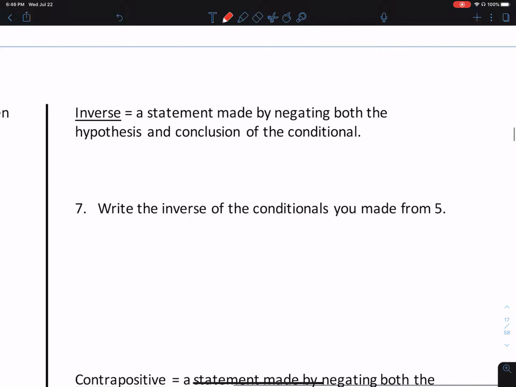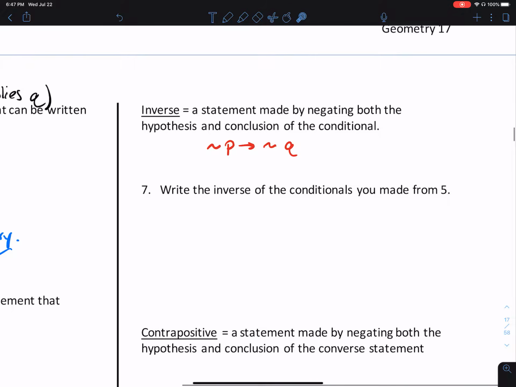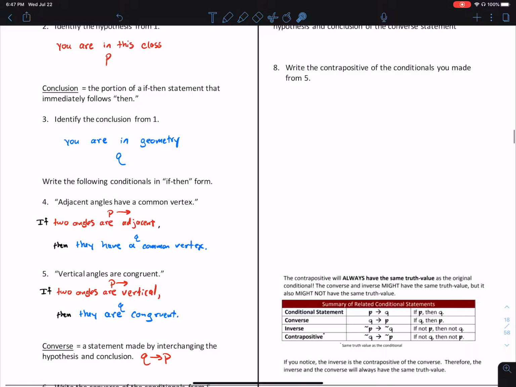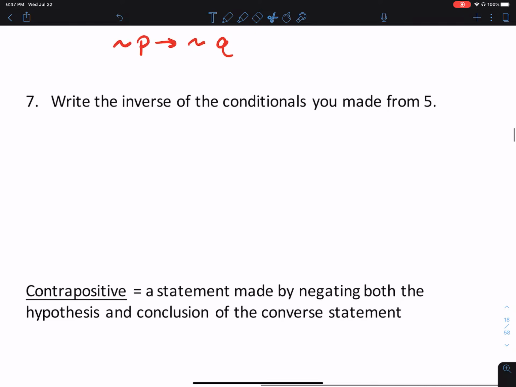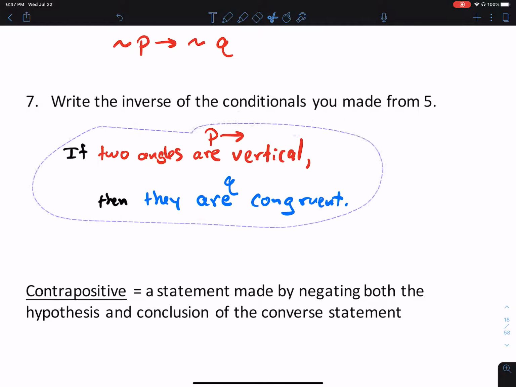Inverse. A statement made by negating both the hypothesis and the conclusion. Here's what this would look like symbolically. Not P implies not Q. One cheesy poof in this context means not. Cheesy poof. Write the inverse of the conditional you made for number 5. So let me cheat on this again because let's be honest, that's how I was raised. I was raised to be a cheater. That's not true. Marvel would slap me in the face if she heard me say that.